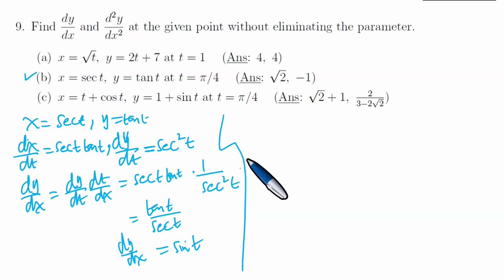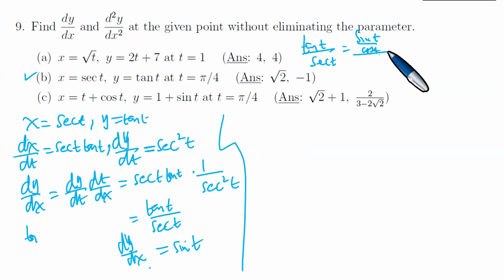Okay, so what we're going to have here, this one becomes the dy/dt is this. And if that is the case, we need to get dy/dx, which is this, yeah? Because the tangent is sine over cosine. So the tangent of t over the secant of t: the tangent is sine t over cosine t. You divide by the secant, which is 1 over cosine t, and therefore this is sine t.